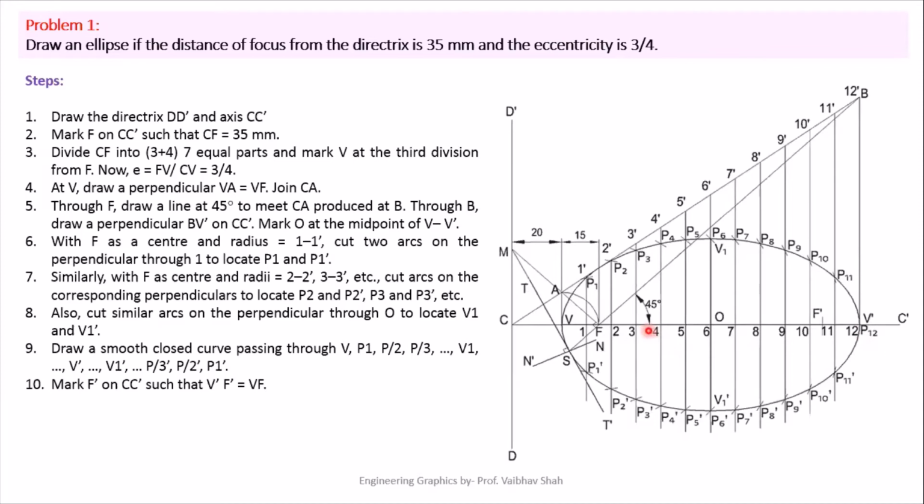After getting all these points, connect them from your vertex point till your vertex point to make this complete ellipse. After drawing the ellipse, if you measure this vertical distance from your O point, you will get V1 dash, which is your minor axis, so you can measure the distance.